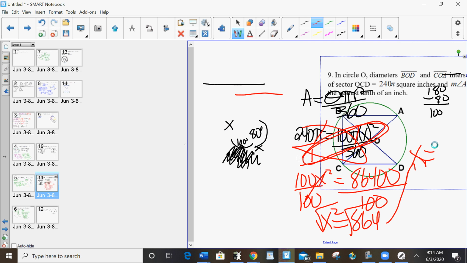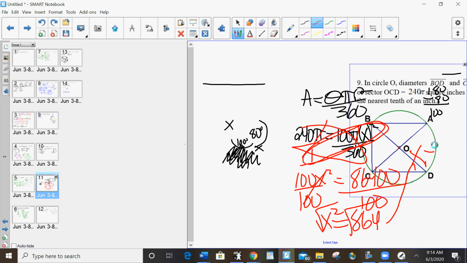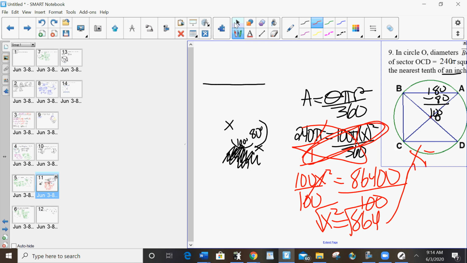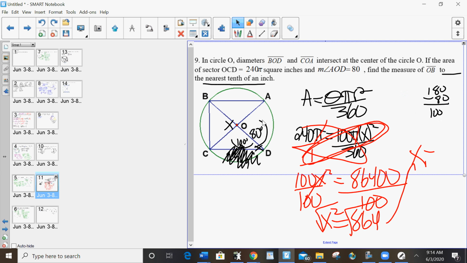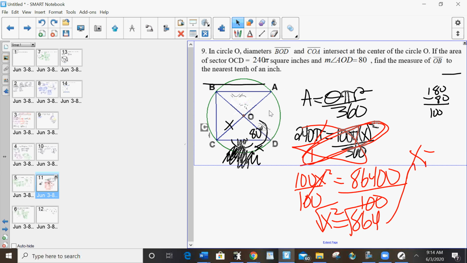Oops. I don't know why it keeps on moving. What is going on here?